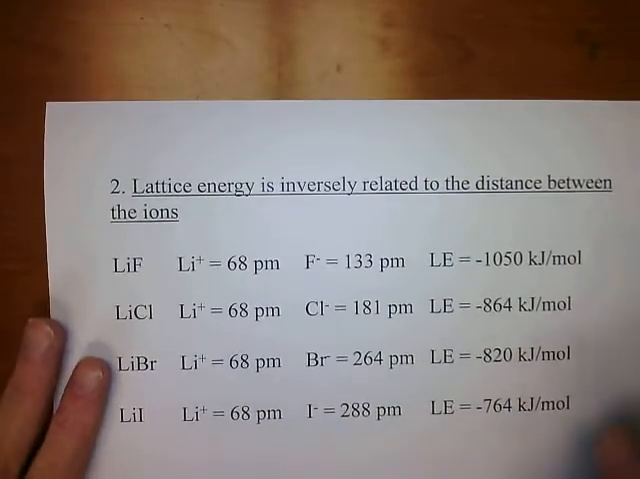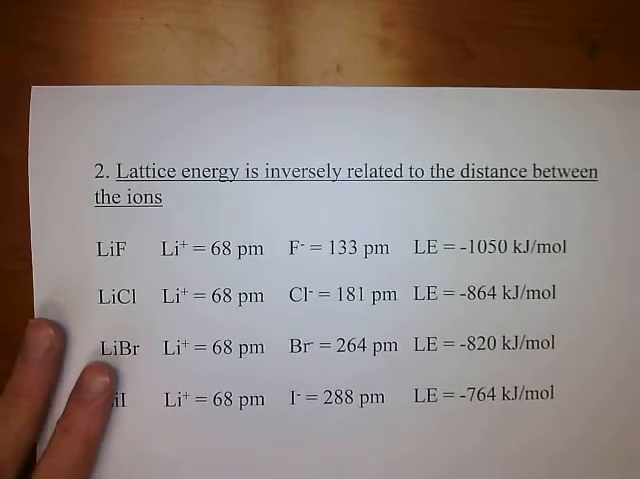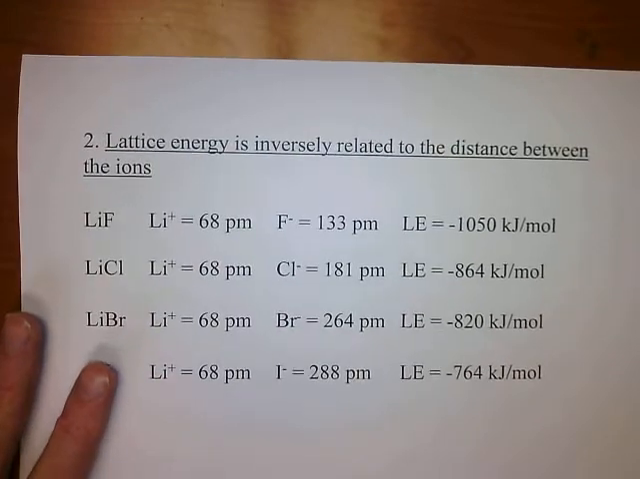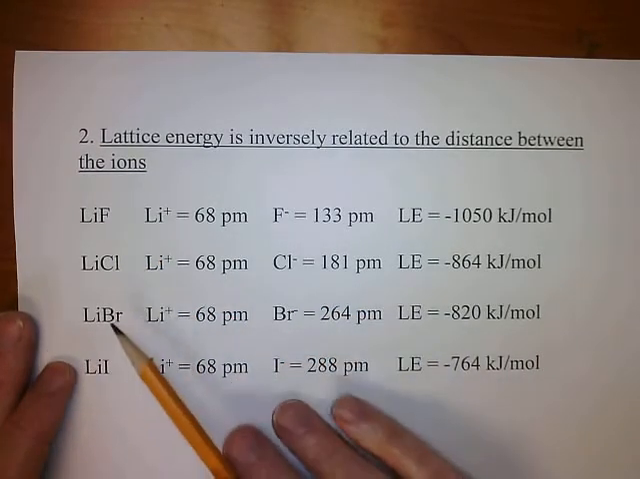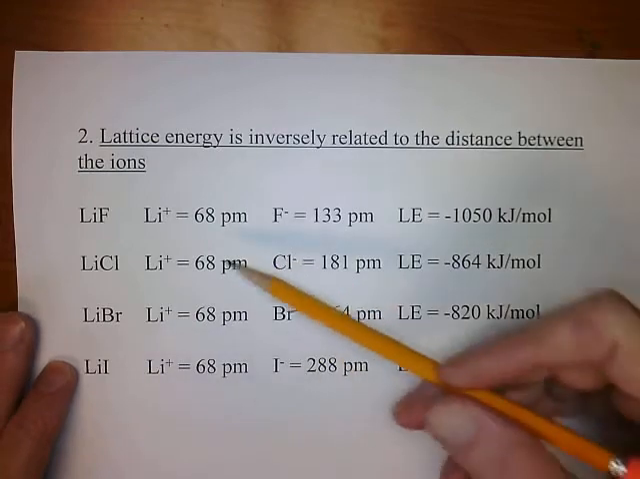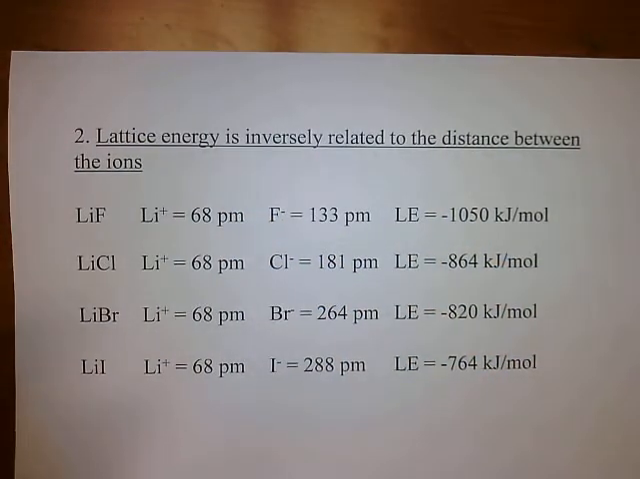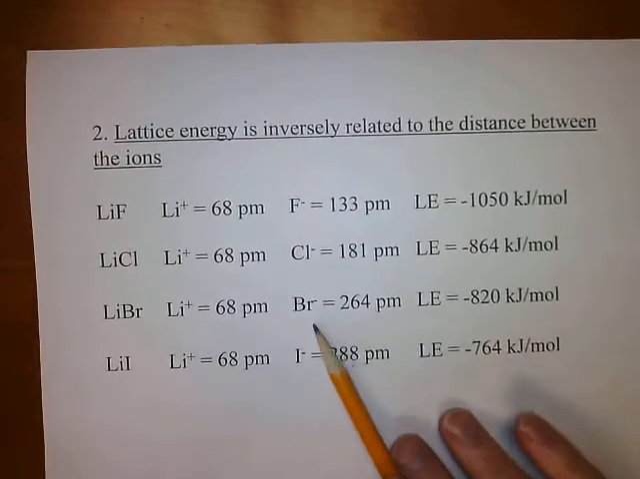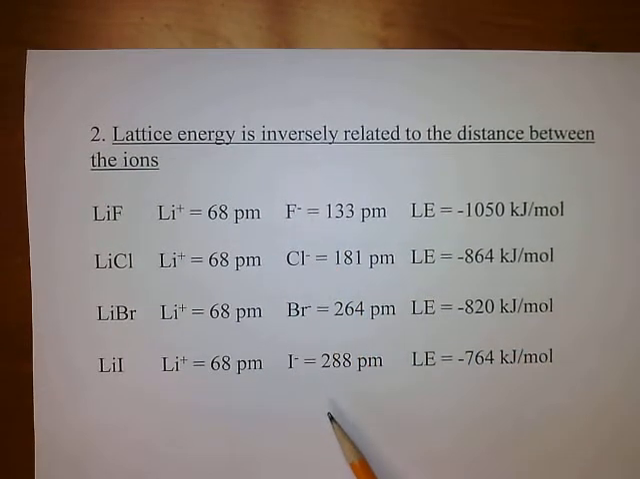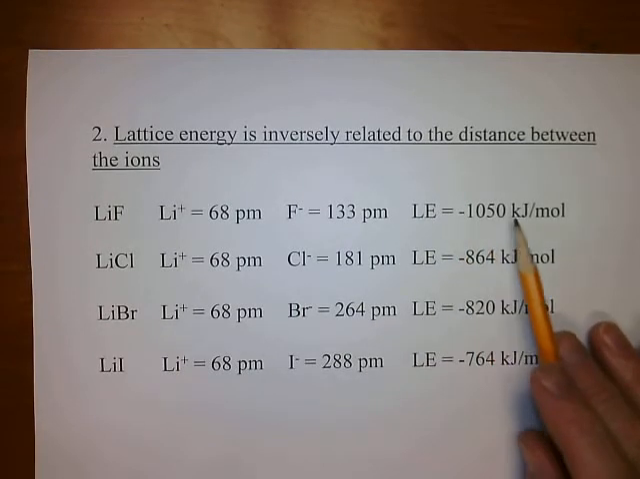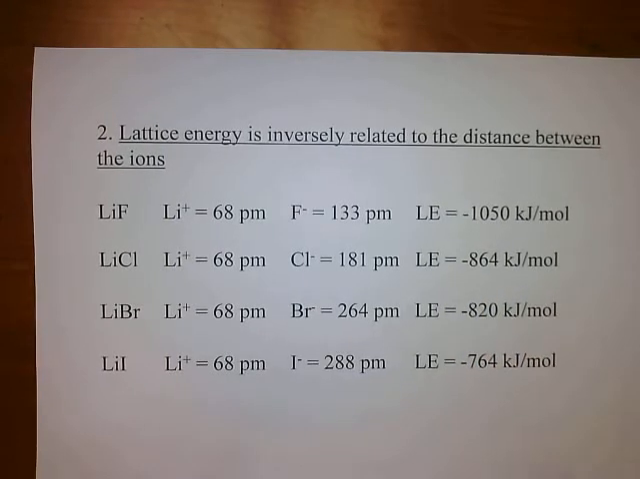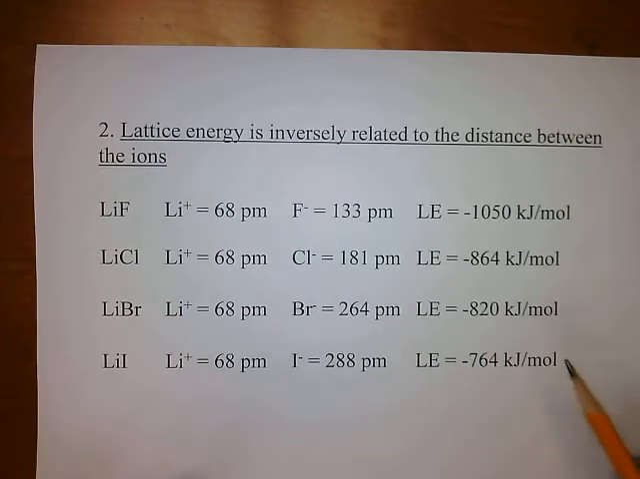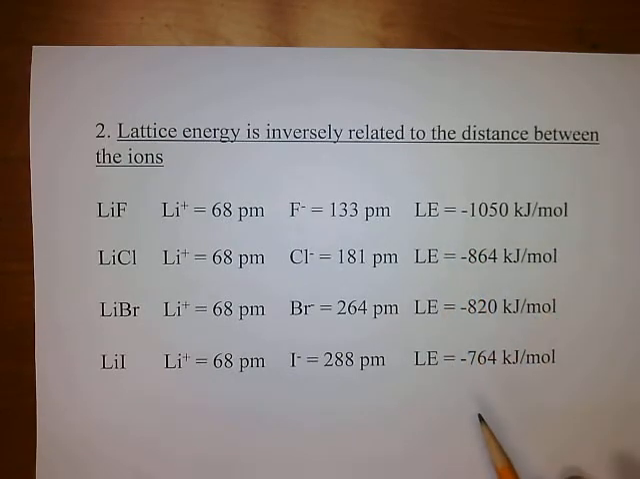So last thing here is that lattice energy is inversely related to the distance between the ions. So for example, if we look at four compounds, lithium fluoride, lithium chloride, lithium bromide, and lithium iodide, we're keeping the cation the same, but we're changing the anion. It's going from fluoride to chloride to bromide to iodide. The anion is becoming larger. And what happens to the lattice energy? It goes from negative 1050 to negative 864 to negative 820 to negative 764. So the lattice energy is going down.